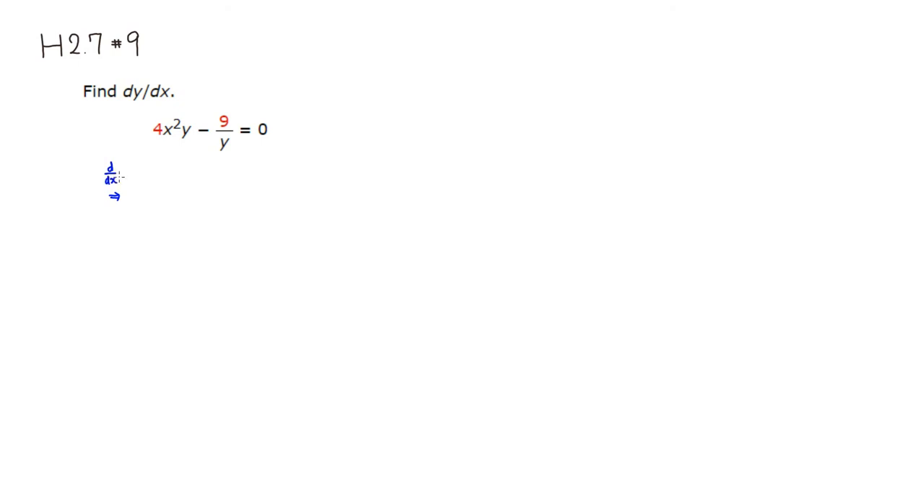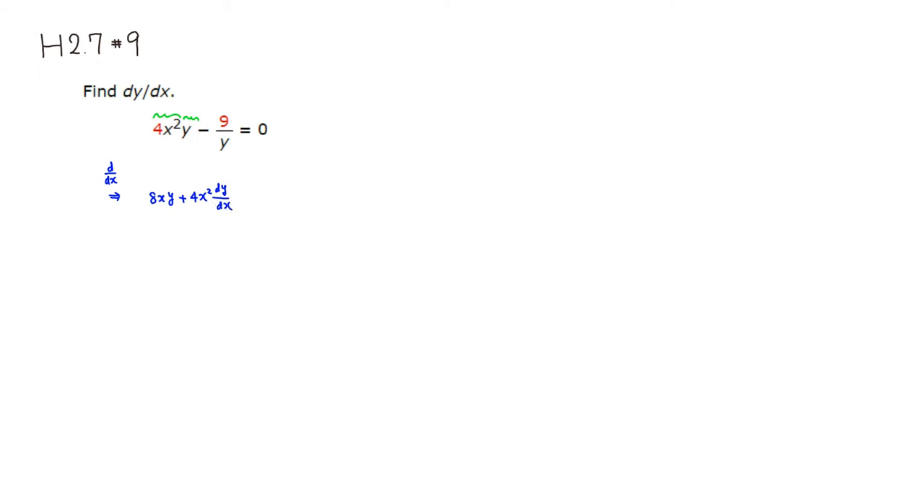Let's look at the first term. The first term has two things multiplied together, so I'm going to use the product rule. The derivative of the first guy would be 8x multiplied by the second guy, so y, plus the first guy, which is 4x squared, times the derivative of the second guy, which is dy over dx.